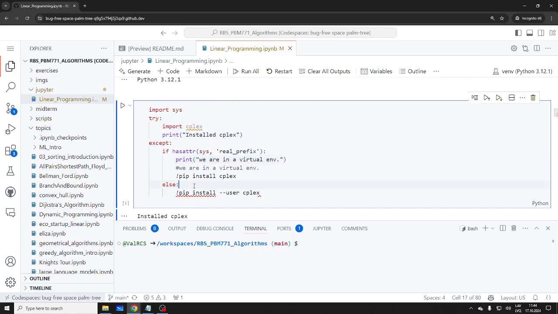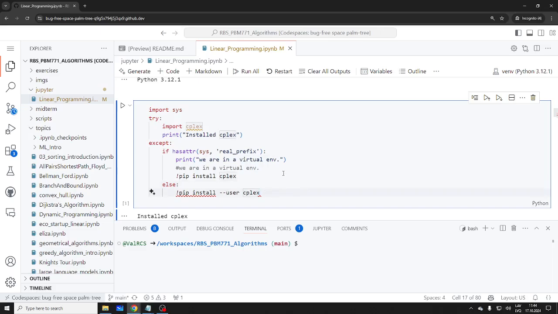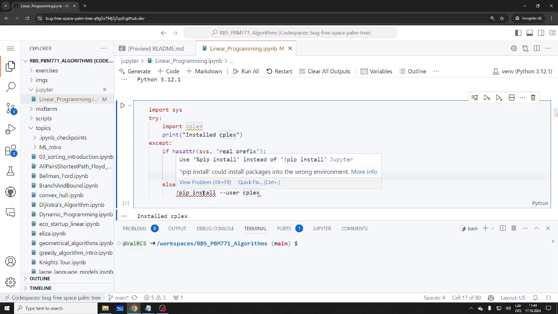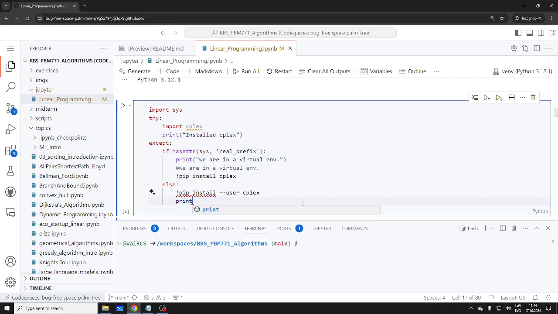Oh, good. Are we in a container? No, we are not. I don't know. Let's see what happens here. I don't know if this is going to work. Okay, now we'll take a look. Installing for user. Let's see which one works.